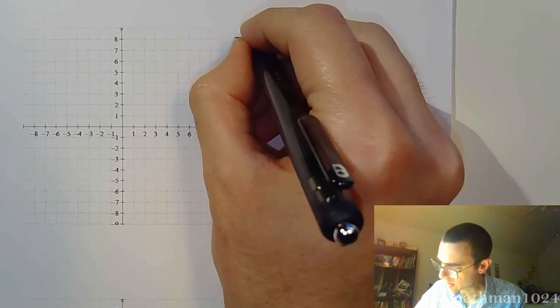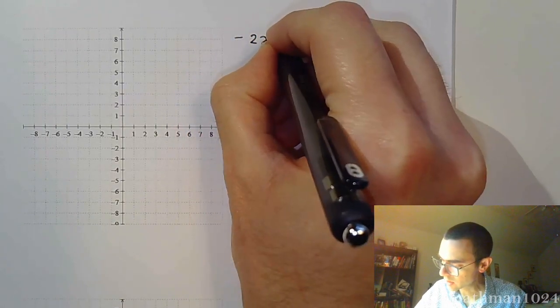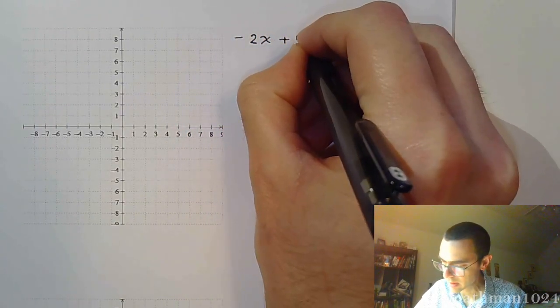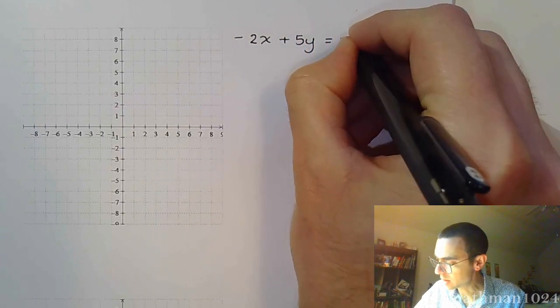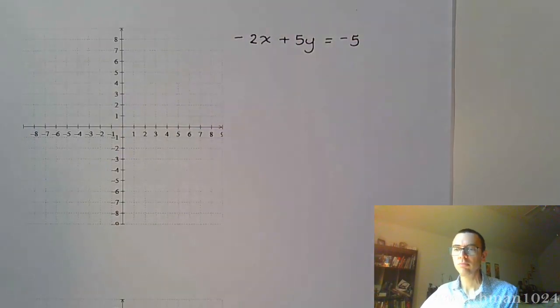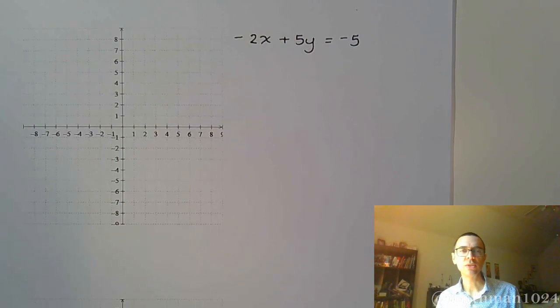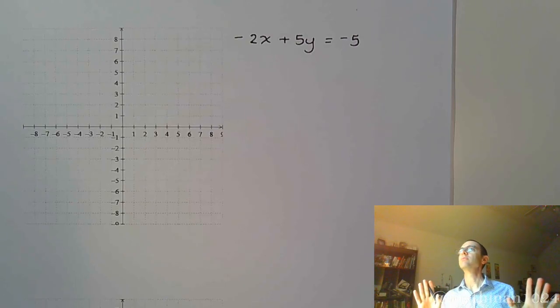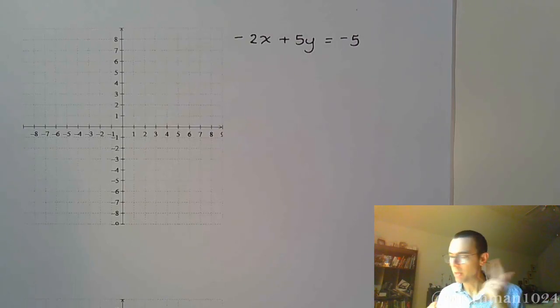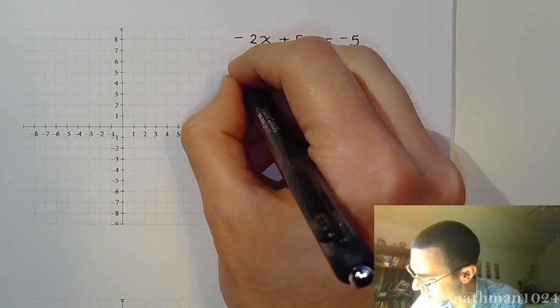All right, let's take a look at negative 2x plus 5y equals negative 5. And just as we did in the past, let's go ahead and solve this guy. Nope, I'm jumping ahead of myself. I was going to say solve for y, but I want us to find the x and the y-intercepts like we did before.